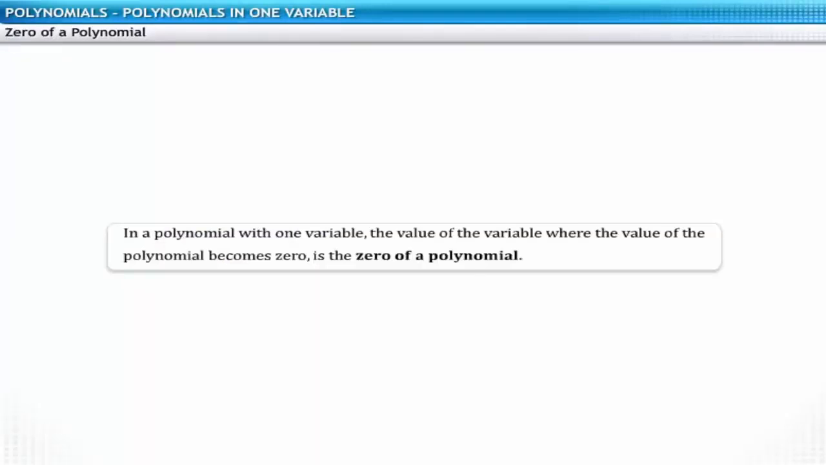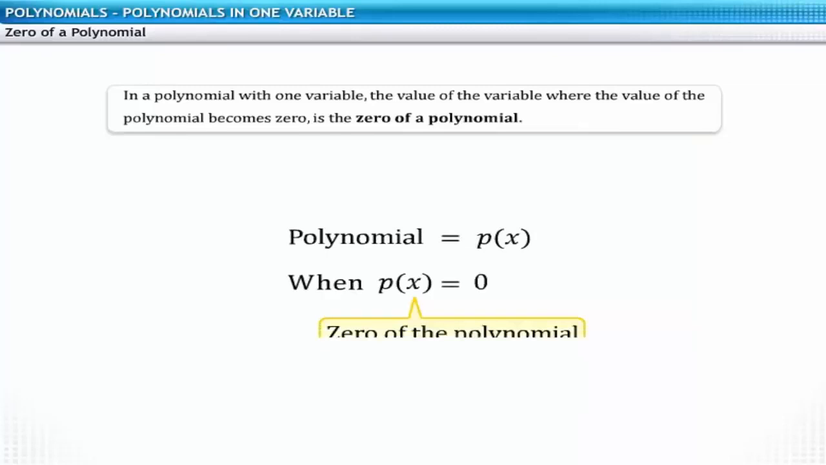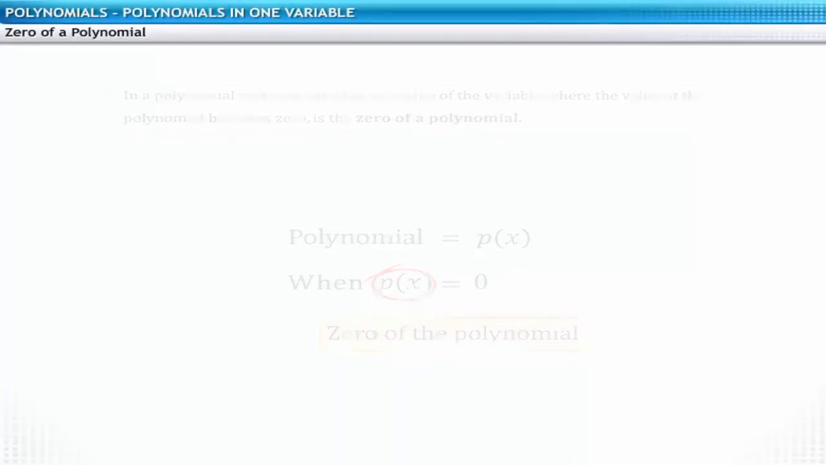In a polynomial with one variable, the value of the variable where the value of the polynomial becomes 0 is the 0 of a polynomial. In other words, the value of x for which the value of the polynomial equals 0 is the 0 of the polynomial p of x. Let's take up a problem as an example.